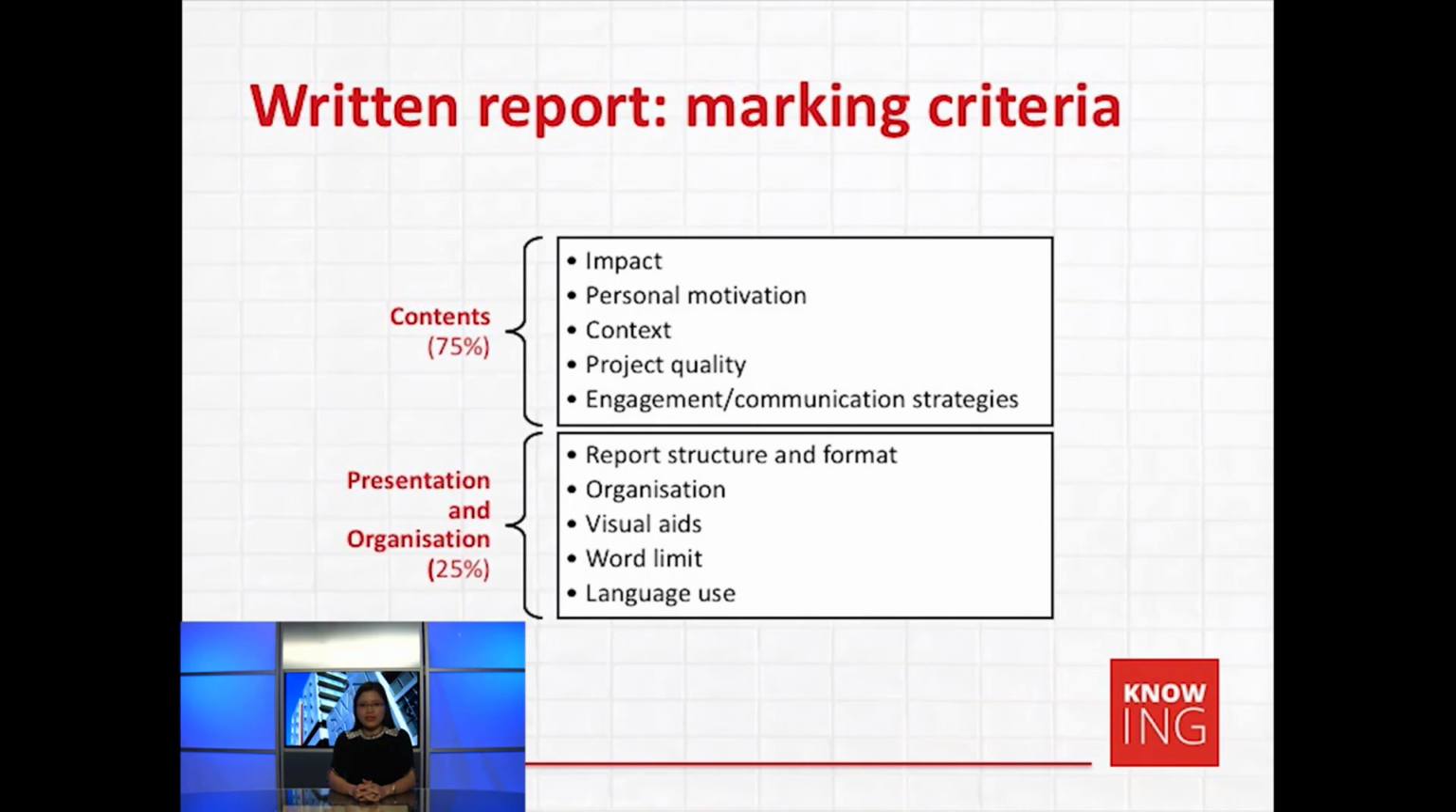For your written report, you will be assessed on 2 main areas: 5 content-related criteria and 5 presentation and organization-related criteria. This diagram shows you specific criteria and their weighting. In short, I have presented the unit learning outcomes, learning content, and structure and assessment. Now, let's move to the key unit expectations and our interaction plan.